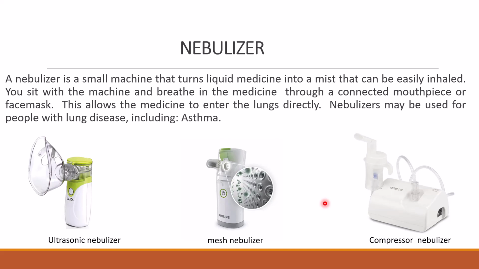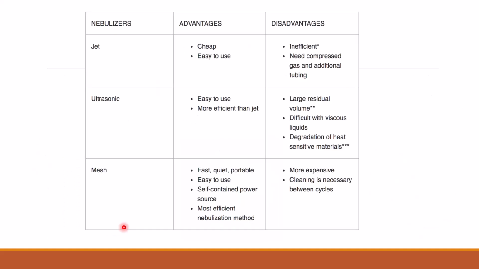We have different kinds of nebulizer machines. We have the compressor nebulizer called the jet, we have the mesh nebulizer, and we have the ultrasonic nebulizer. Of course, we have differences between them. This table shows you the difference between the different kinds of nebulizers. We have the jet, for example. It's very cheap, the cheapest one, and easy to use. We have the ultrasonic, easy to use and more efficient than the jet. And we have the mesh also. Mesh is the most efficient nebulization method. But the choice depends on the patient's condition, the disease, the history of treatment, and the molecular size.